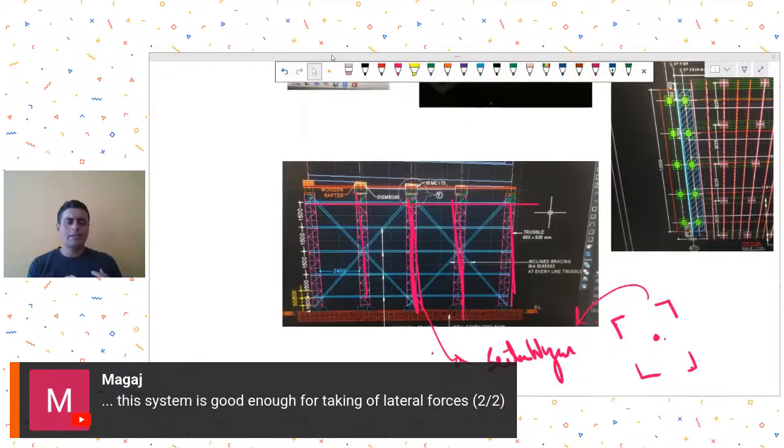Or if you are going to stop all the shear walls at your transfer girder location, then they have another system that they provide below the transfer girder. Then that lateral load resisting system will be effective, and that system will take those lateral forces.